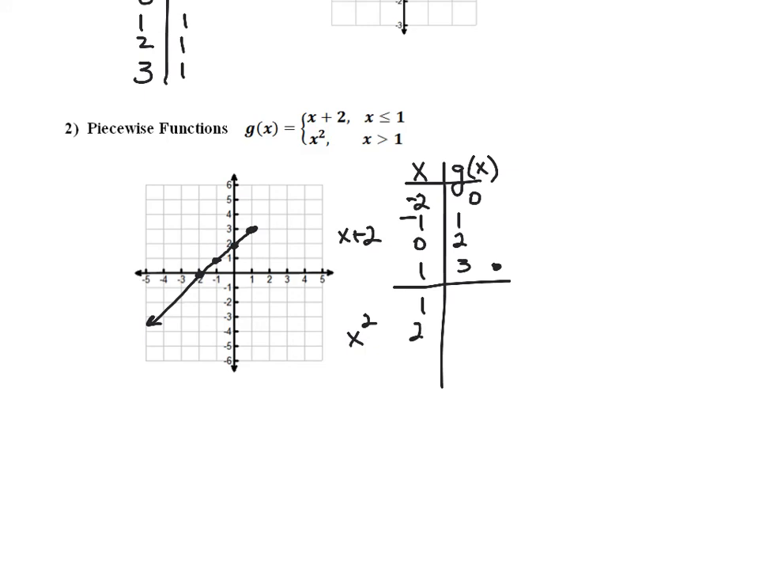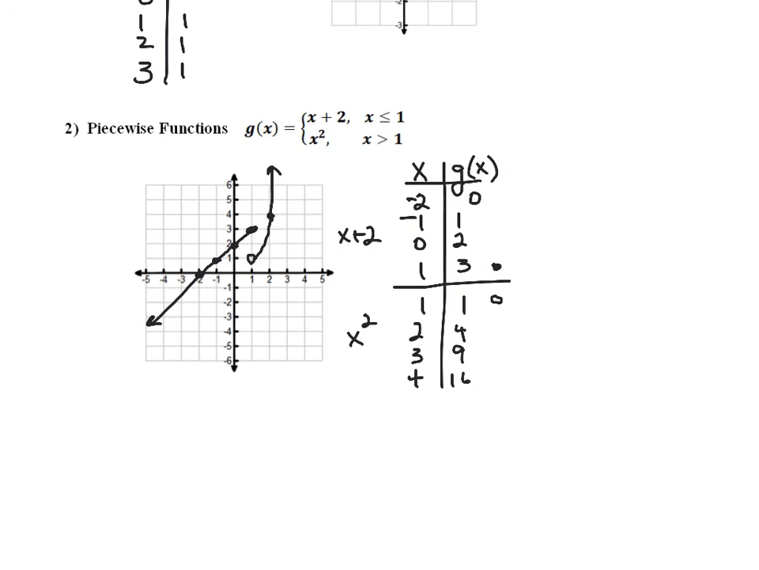Let's go 1, 2, 3, and 4 for my input values. I'm substituting into the function x squared. So 1 squared gives me 1, 2 squared gives me 4, 3 squared is 9, and 4 squared, of course, is 16. Now, I see that at 1, 1, this time I'm going to have an open circle because x greater than 1 is the domain. So 1, 1 is going to be an open circle on my graph. 2, 4 is going to be on my graph, and I see that this is a quadratic function, so I know that it's a parabola looking something like this.